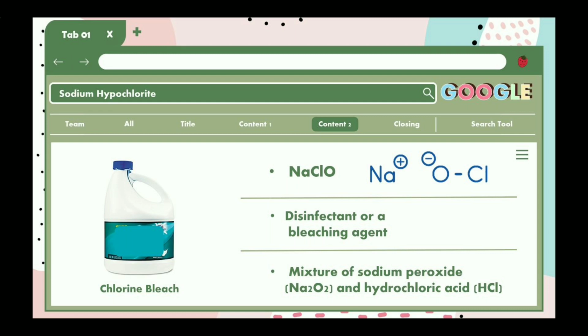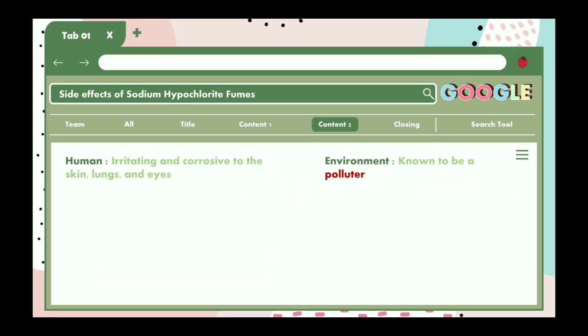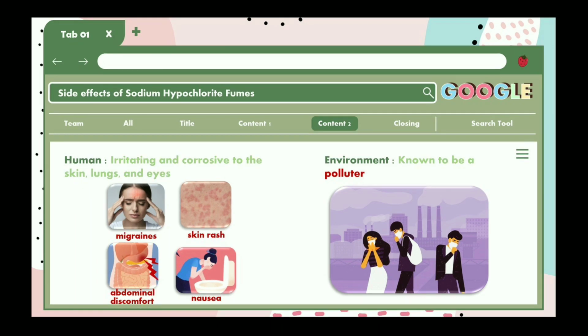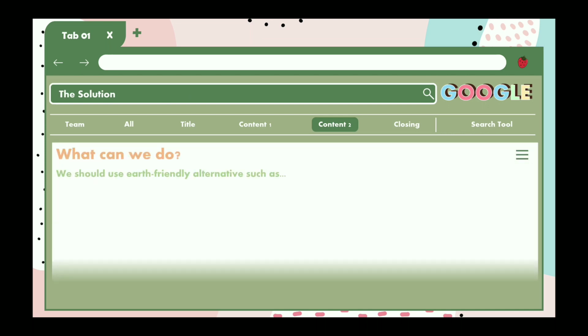The mixture of sodium peroxide and hydrochloric acid, which reacts to produce sodium hypochlorite, is termed as an oxone. Unfortunately, sodium hypochlorite releases toxic fumes. It may cause a variety of health problems because it is very irritating and corrosive to the skin, lungs, and eyes. It may cause skin rashes, extreme headaches, abdominal discomfort, esophageal perforation, and can also be damaging to the nervous system. Now, Tengku, would you like to tell us how to overcome the downfall of sodium hypochlorite?